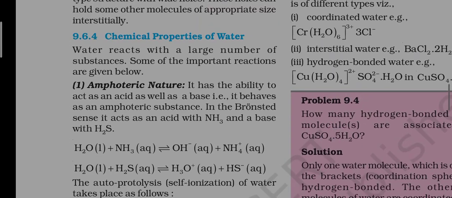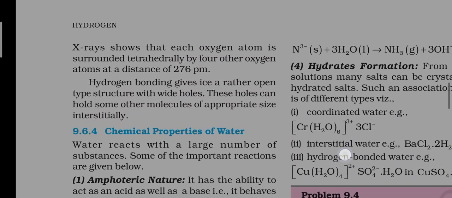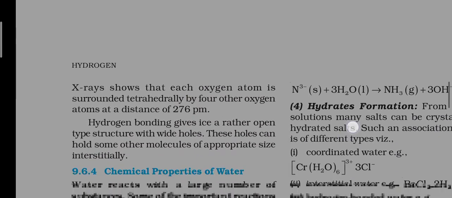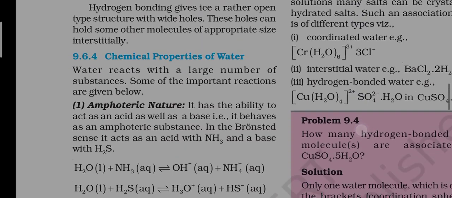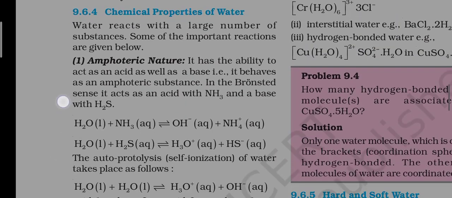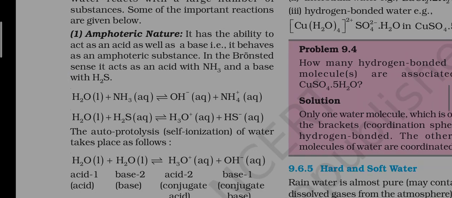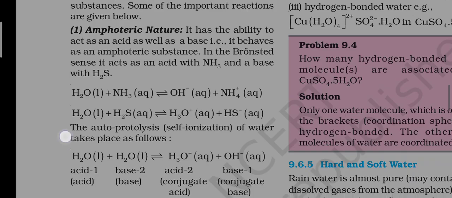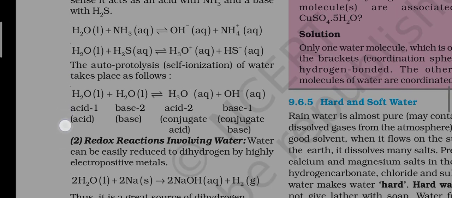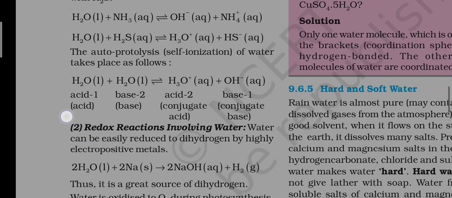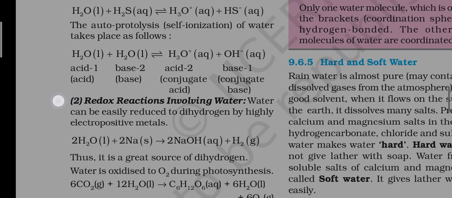Next is chemical property of water. Water reacts with a large number of substances. Some of the important reactions are given below. First is amphoteric nature. It has the ability to act as an acid as well as a base. That is, it behaves as an amphoteric substance. In the Bronsted sense, it acts as an acid with ammonia and as a base with hydrogen sulfide. The autoprotolysis, that is self-ionization of water, also takes place.